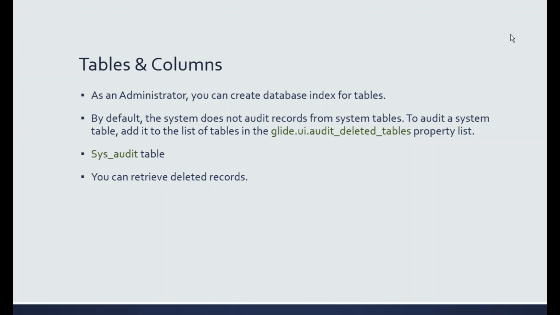So you said this is for a custom table, or is this for any other table also? Any table. By default, the tables which are not enabled for auditing, you have to set this property so that the table can be enabled for auditing, right? By default, the system does not audit records from system tables. To audit a system table, add it to the list of tables in the glide.ui.audit_deleted_tables property. When you do that, you can enable auditing on that table. So if this attribute is set, the table can be audited. If it is not set, it cannot be audited, right?